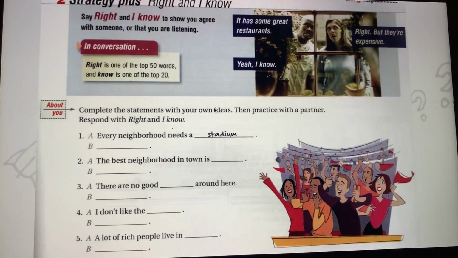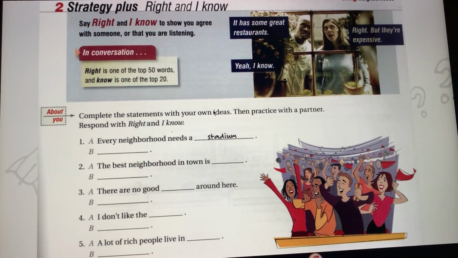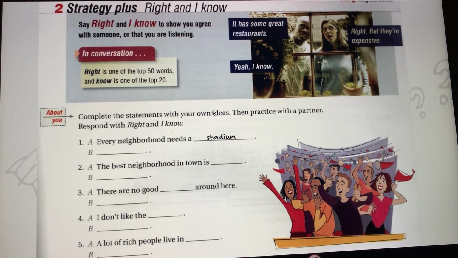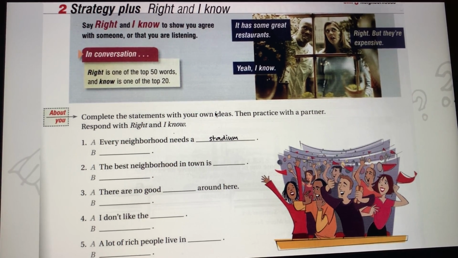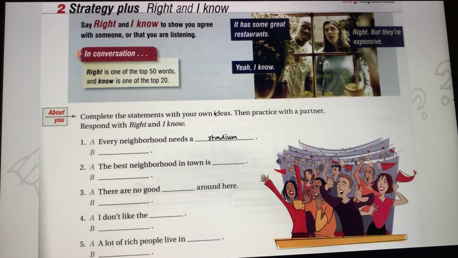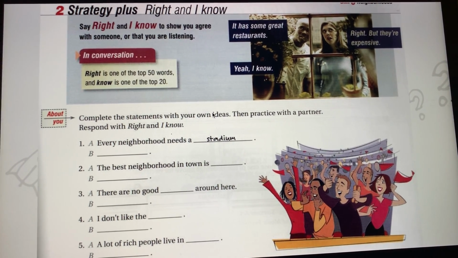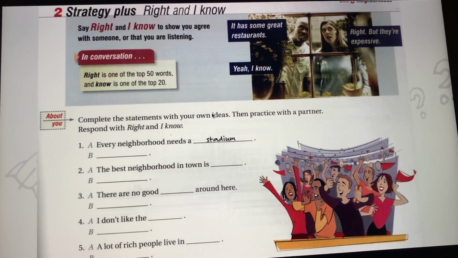Right, and I know. These two phrases or words, they show that you agree with someone or that you are listening. مثلا زي ما نقول right اللي هي مثلا لما أحد يسولف عليك تقول right يعني إيه صادقة. So we use it a lot.